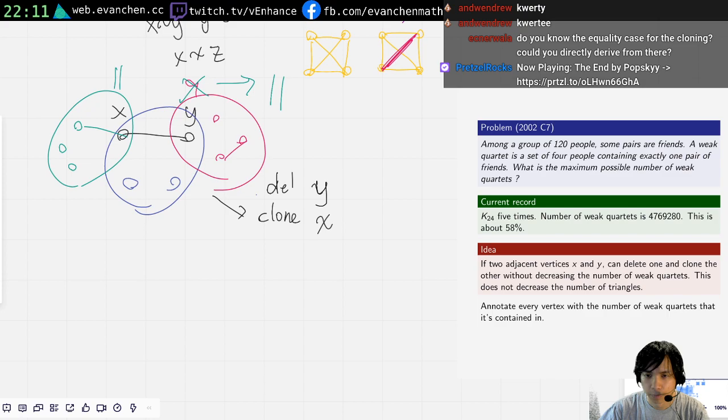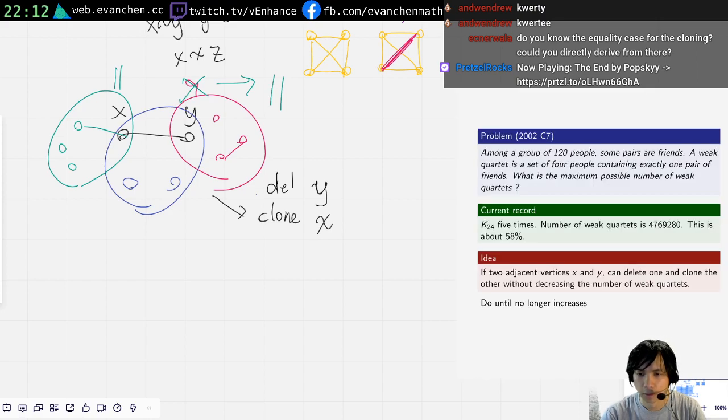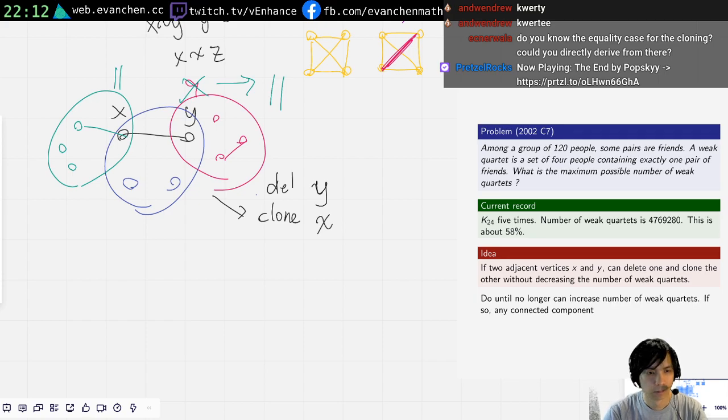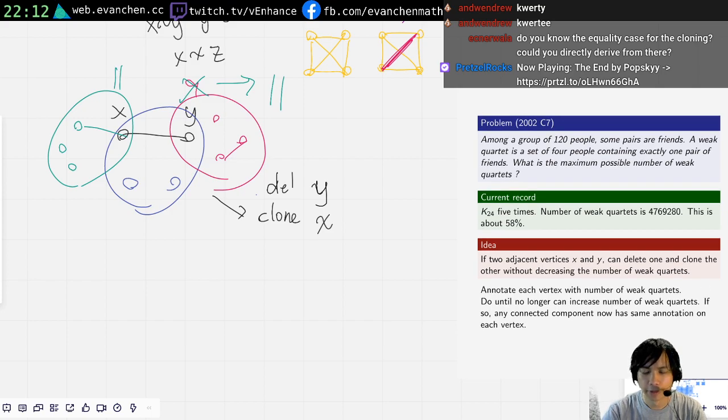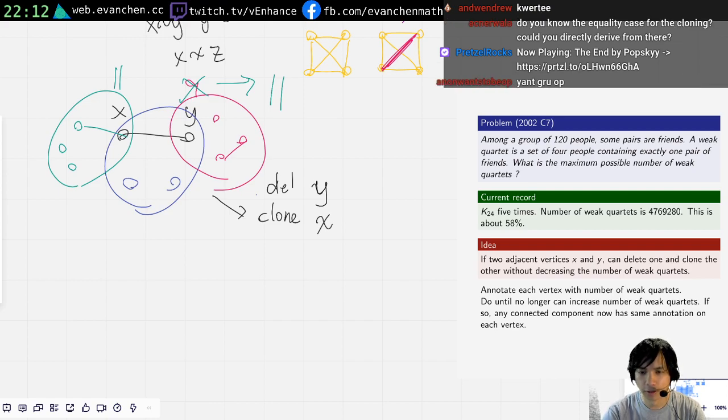So, do until no longer possible to increase. So forget triangles. Do until no longer can increase the number of weak quartets. If so, any connected component now has the same annotation on each vertex. Then we can keep doing cloning without changing anything. Keep doing cloning until either you get a clique, or the components or numbers change, allowing more increase in weak quartets.